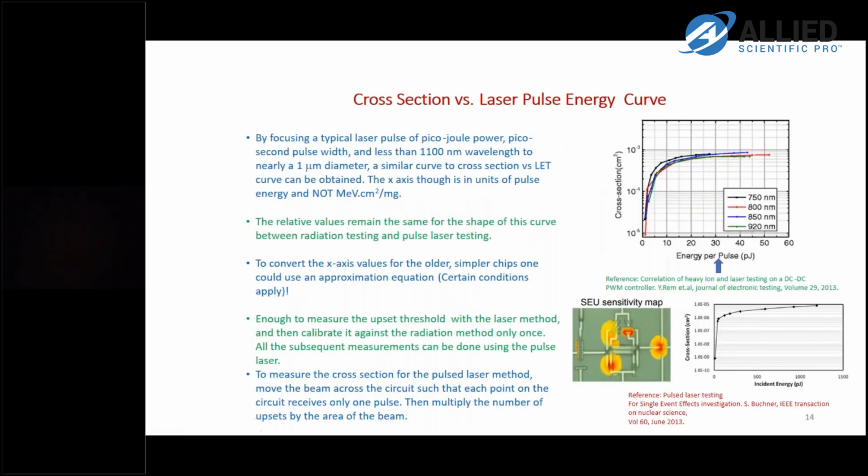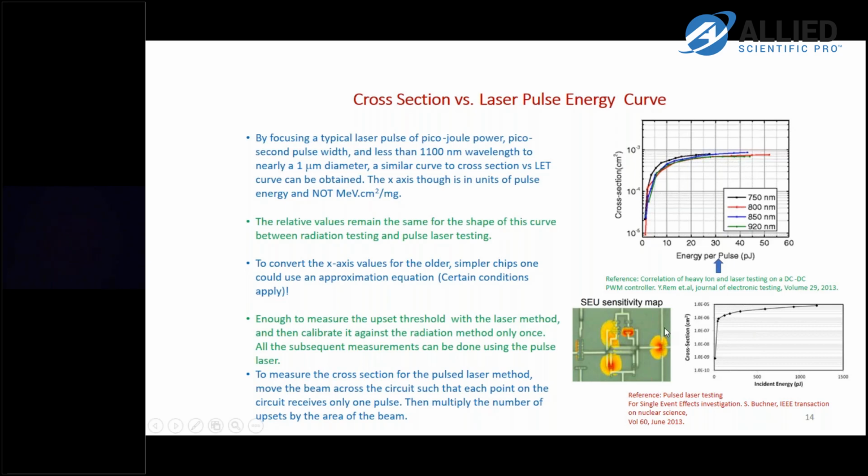So going back again to the cross-section versus laser pulse energy curve, it's a similar curve to the cross-section versus LET curve that was for the particle. And you can see here that it has a very similar shape. So by focusing a typical laser pulse of picojoule energy, a picosecond pulse width, and less than 1100 nanometer wavelength in the case of silicon, to nearly a 1 micron diameter, you can get a similar curve as the cross-section versus LET.